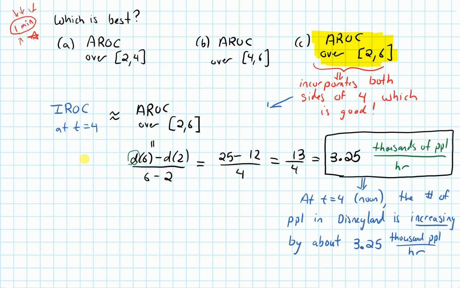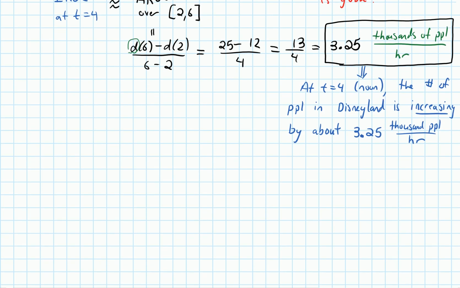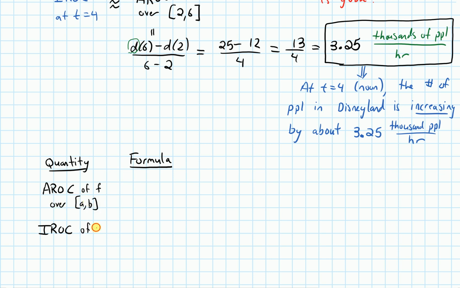Okay. So at this point, let us just recap what we've talked about with these rates of change. So I'm going to make a little table here to sort of recap. So we have these two quantities, average rate of change and instantaneous rate of change. And for each of them, let's list their formula. So let me say the average rate of change of f over an interval from a to b. An instantaneous rate of change, this is of a function, let's say at x equals a.